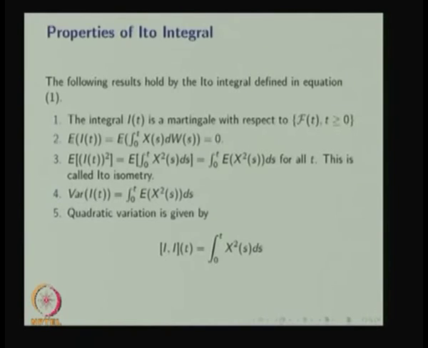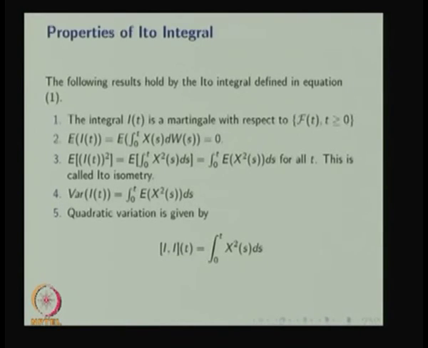Now, based on properties 2 and 3, you can conclude the variance of I(t) is the integral from 0 to t of the expectation of X squared(s) ds. Because the expectation of I(t) is equal to 0, the variance is the expectation of I(t) whole squared minus the square of the expectation of I(t). That is the same as the integral from 0 to t of the expectation of X squared(s) ds.